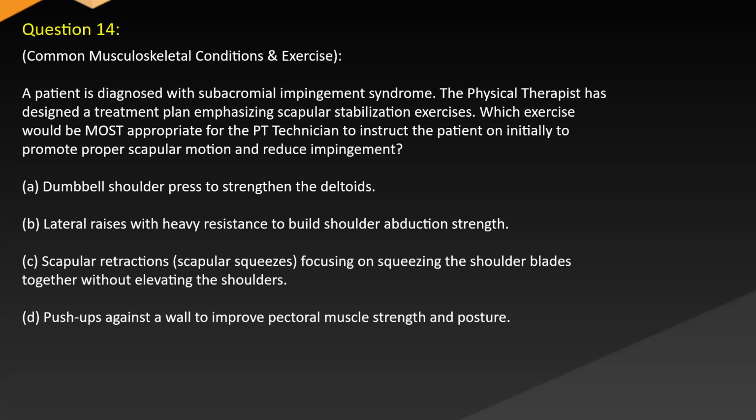A. Dumbbell shoulder press to strengthen the deltoids. B. Lateral raises with heavy resistance to build shoulder abduction strength. C. Scapular retractions, scapular squeezes, focusing on squeezing the shoulder blades together without elevating the shoulders. D. Push-ups against a wall to improve pectoral muscle strength and posture.